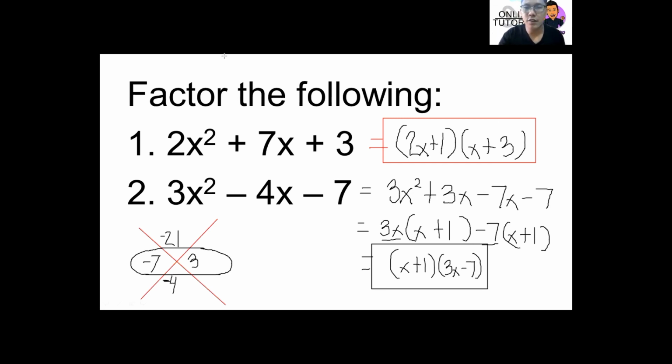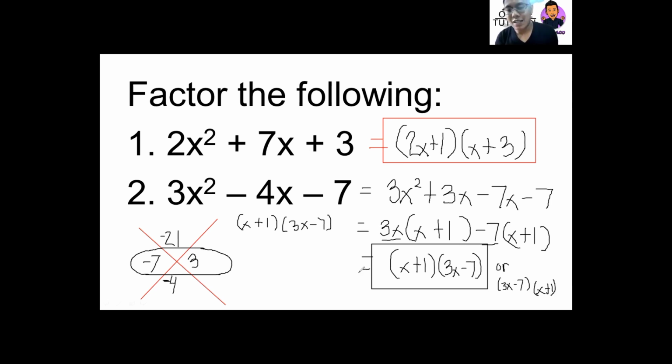Also, check if the product of the factored form is 3x squared minus 4x minus 7. Let's try x plus 1 times 3x minus 7. Since x times 3x is 3x squared, that is correct. The last term, 1 times negative 7, is negative 7, so that is correct. The middle term is the sum of the product of 1 and 3x, that is 3x, and negative 7 times x, that is negative 7x. The sum is negative 4x. So therefore, this is the correct answer. Or we could also write 3x minus 7 times x plus 1.